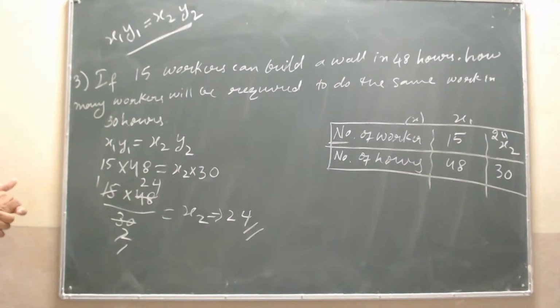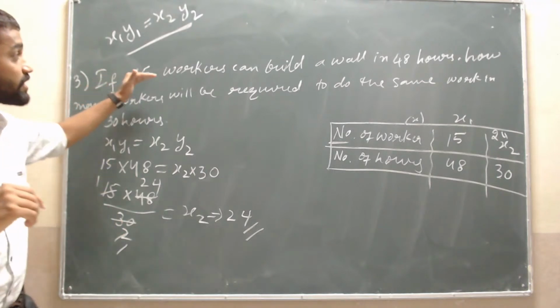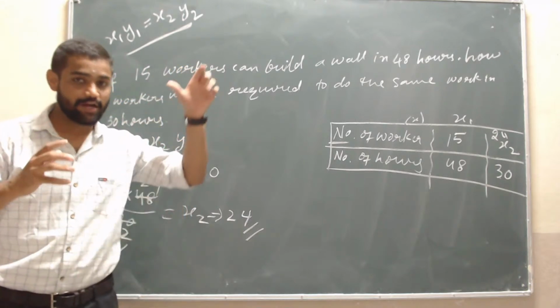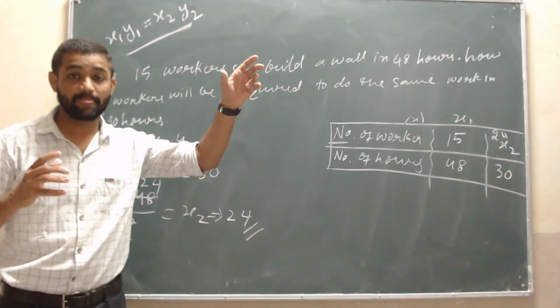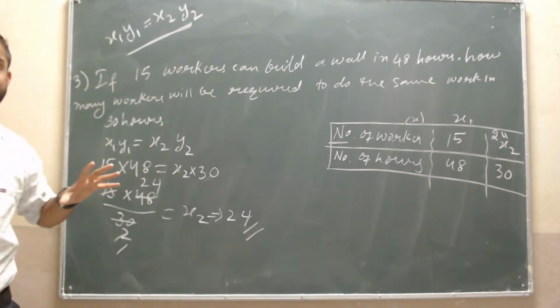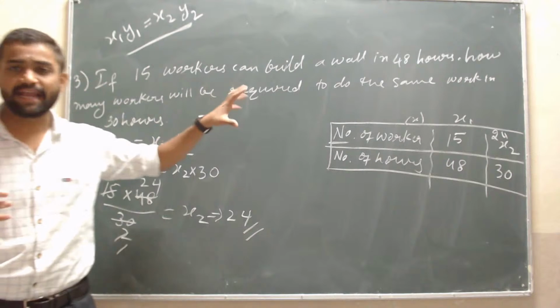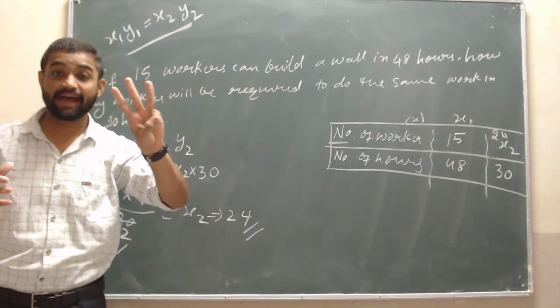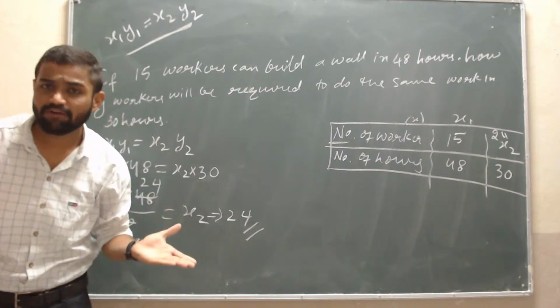See here, what's there? 24, so that is 15 workers will build one wall in 48 hours. Okay, then he is asking how many workers are required to complete that same wall in 30 hours. That one we have to complete.